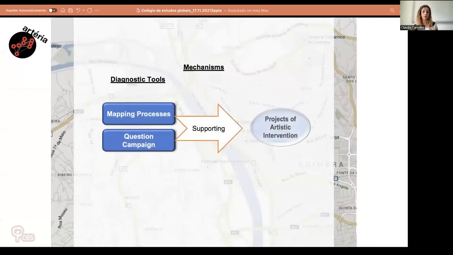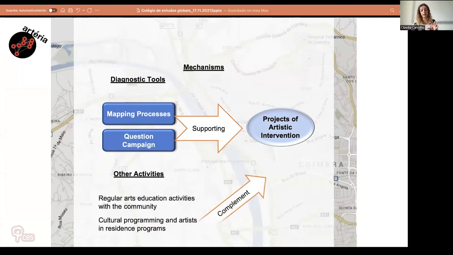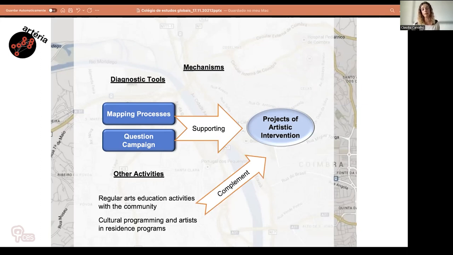It has actually tried to develop diagnostic tools about mapping process, question campaigns, where we try to involve the different sectors, artists, local associations, municipalities, and also academics in a joint process of mapping, asking questions to themselves and to the others. And based on that, develop a set of regular activities that could be helpful to design what we called projects of artistic intervention that were designed based on this social science research approaches to the groups, to the communities, to the different territories involved.